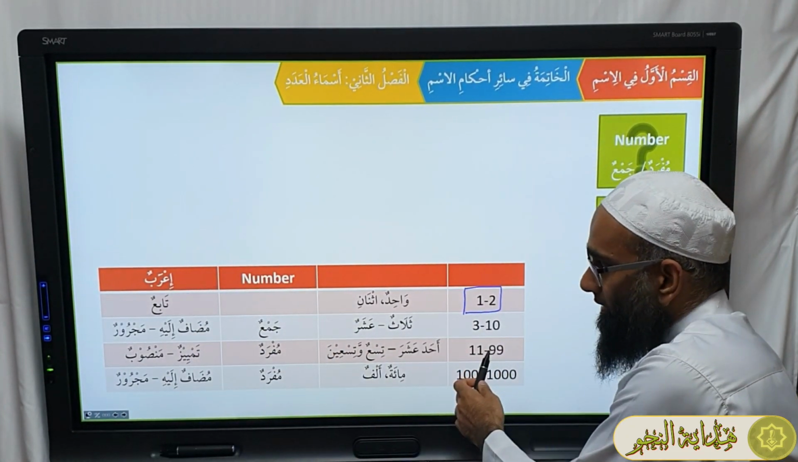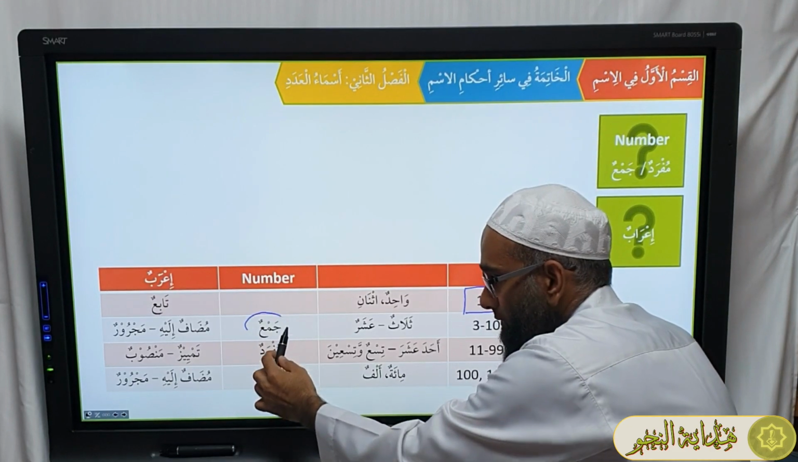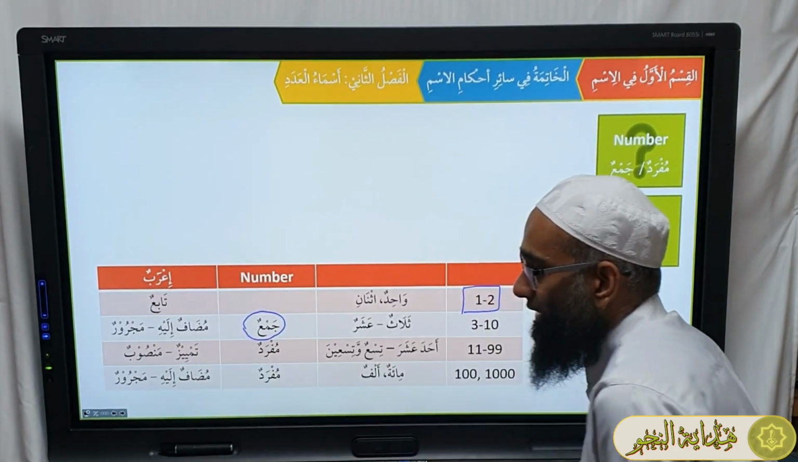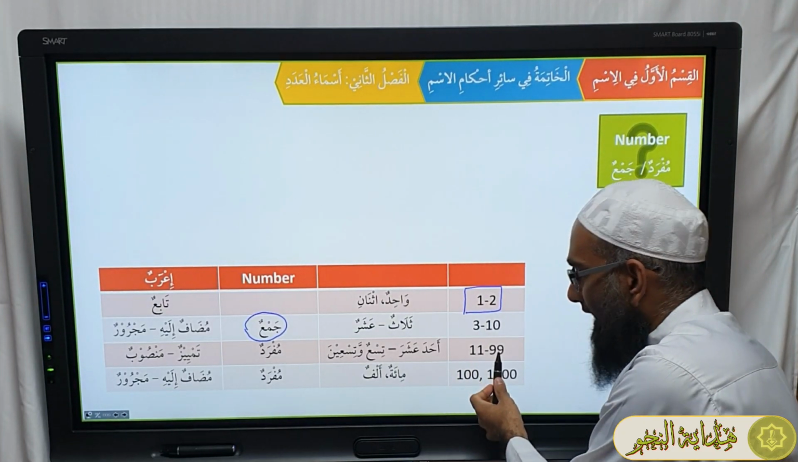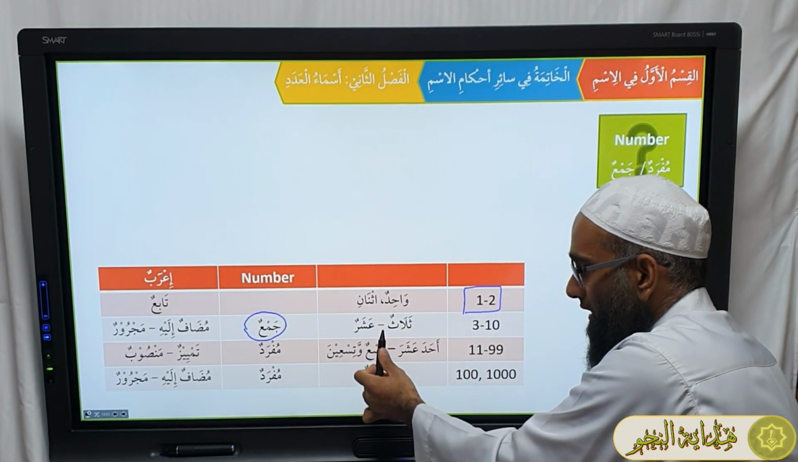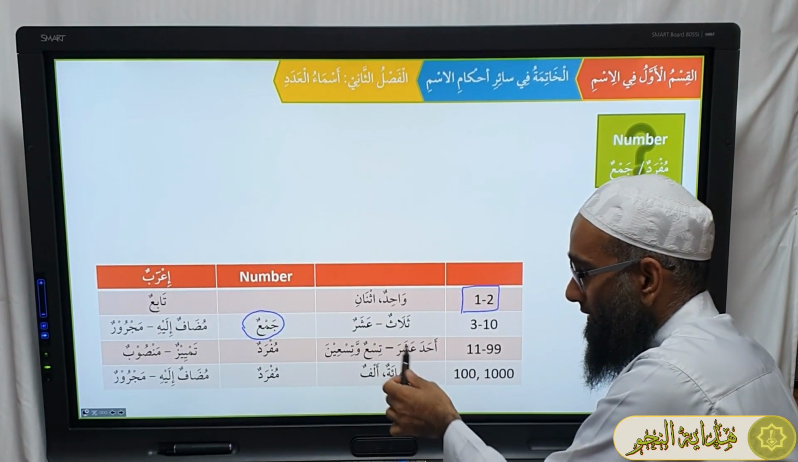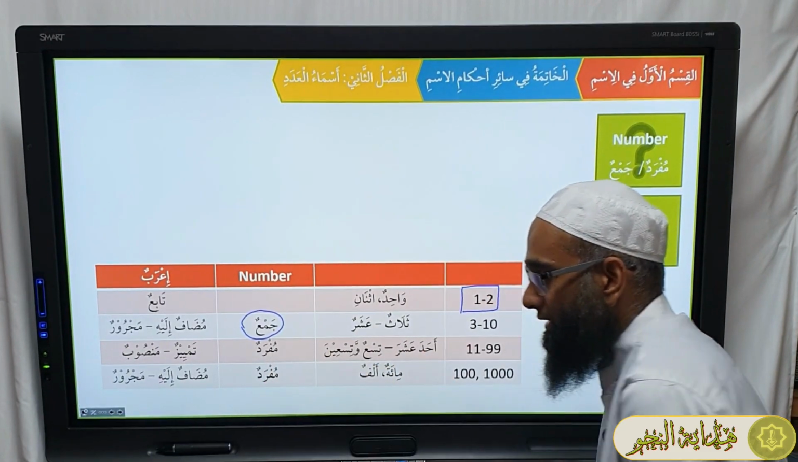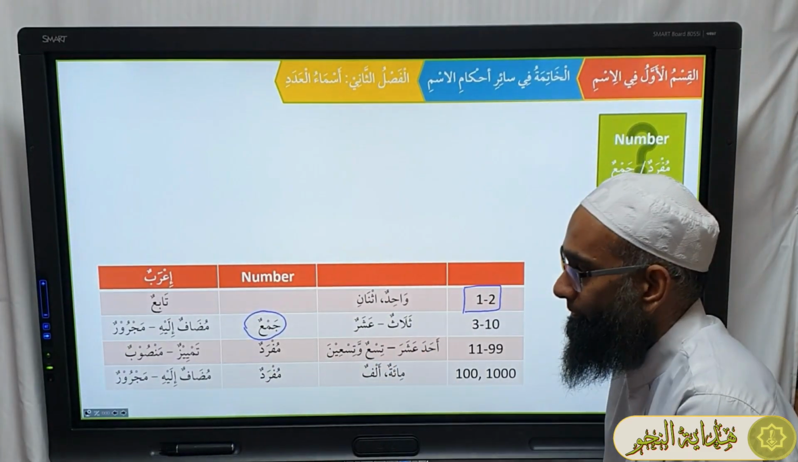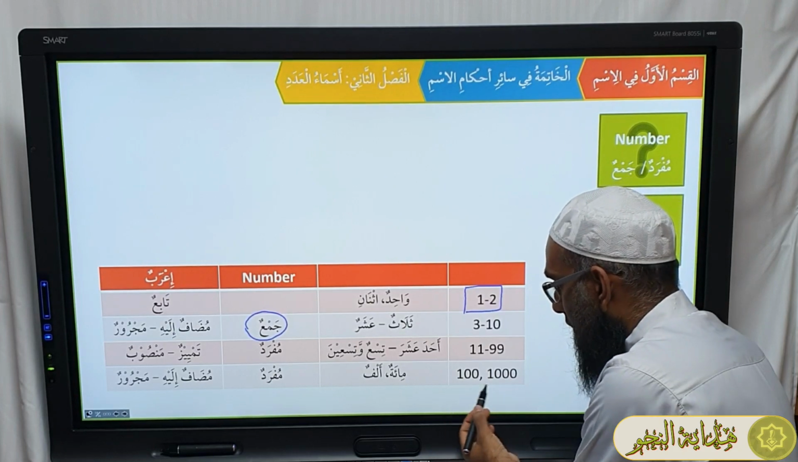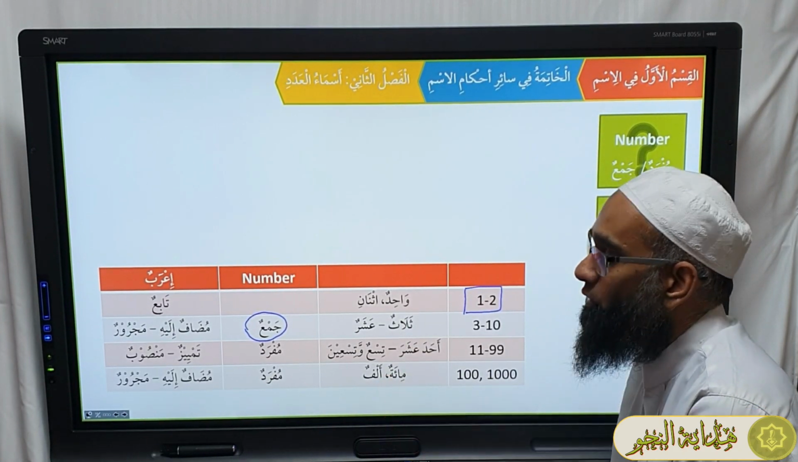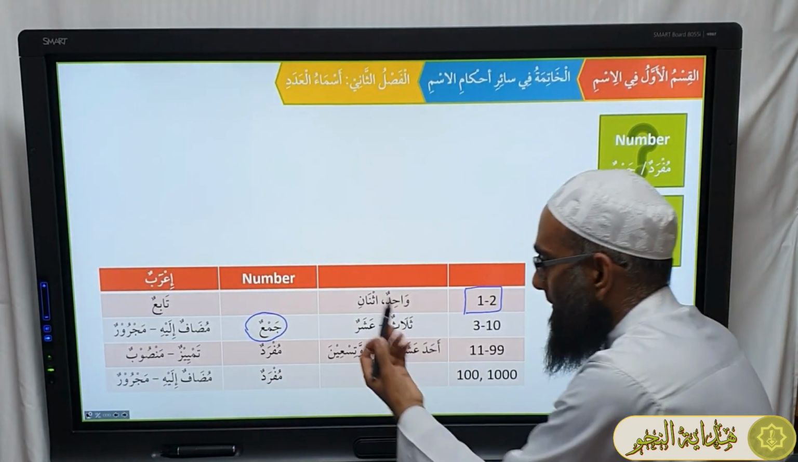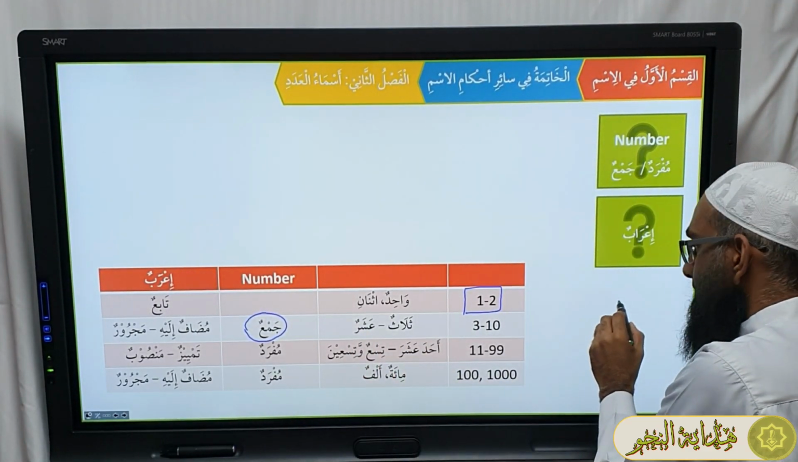Numbers 3 to 10 is going to be plural. And the number is going to be mudaf ilay and majroor. Obviously mudaf ilay is going to be majroor. 11 to 99, ahada ashara, all the way to tis'un is tis'een. It's going to be mufrad, singular. And tamiz is mansub. And if it's 100 or 1,000, the number after that is going to be mufrad and majroor, mudaf ilay.